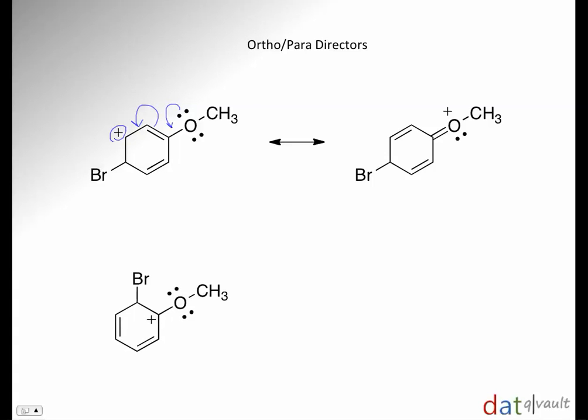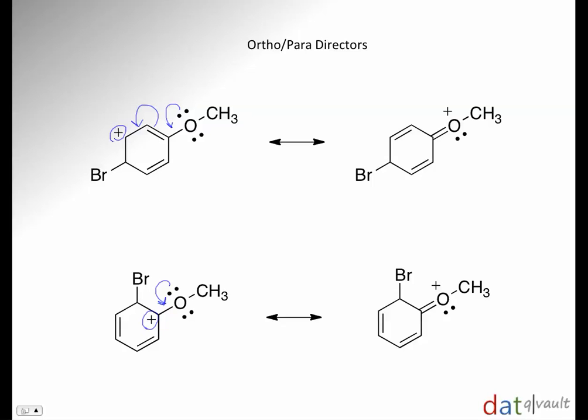This also happens if we substitute the bromine for the hydrogen in the ortho position. So we get the carbocation here in the aromatic ring, and again, through resonance, we can donate this lone pair of electrons to get this resonance structure. So we can get substitution in either the para position or the ortho position.